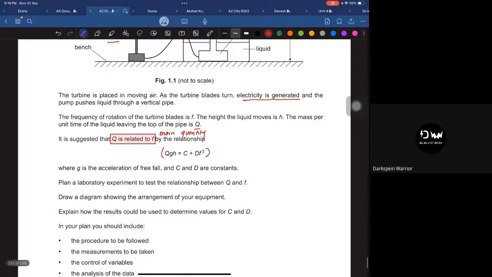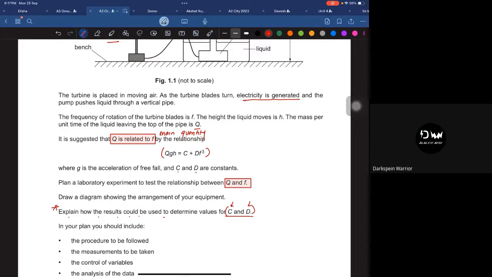The important part in this is they would say plan a laboratory experiment, like I said, between Q and F, right? And then they say where G is the acceleration of free fall, and C and D are some constants, and you also need to explain how the results could be used to determine the values of C and D. So basically, we have to plan an experiment. Ultimately, we need to analyze how we can find these values. So this is the question, and it will always be with different types of questions. It would be the same scheme at least.